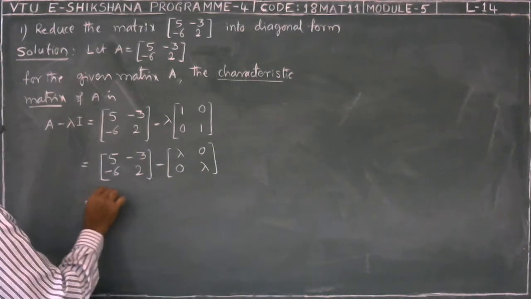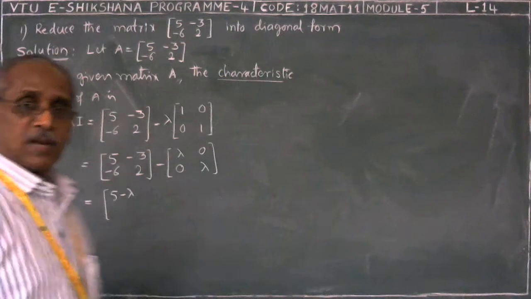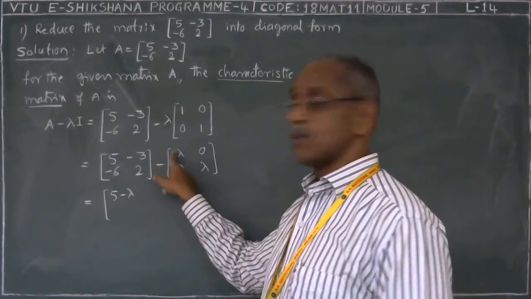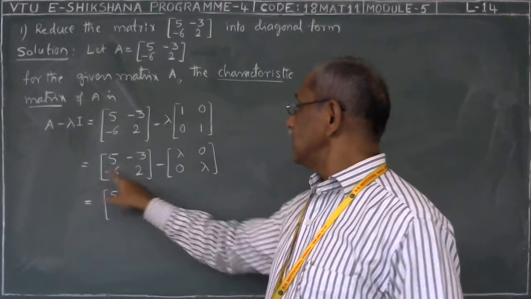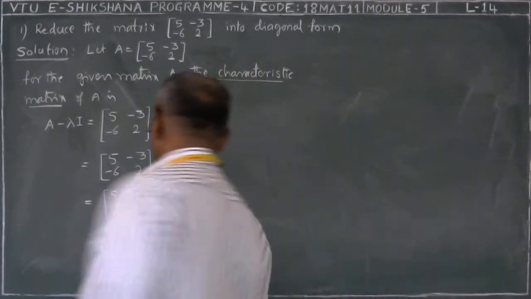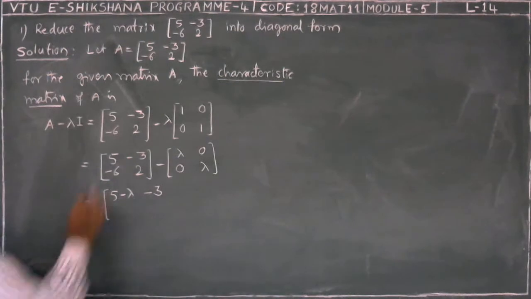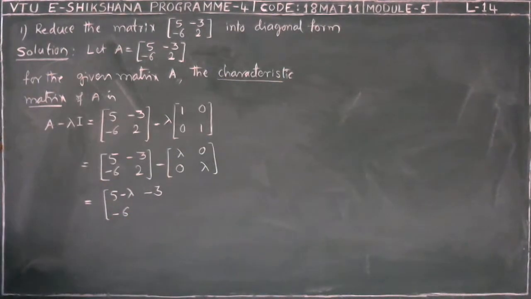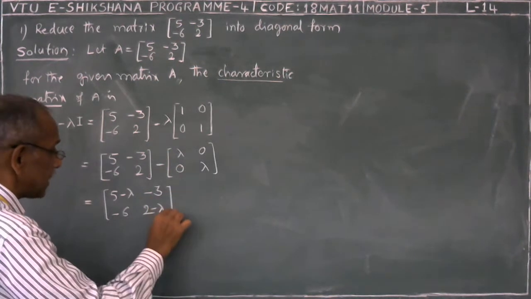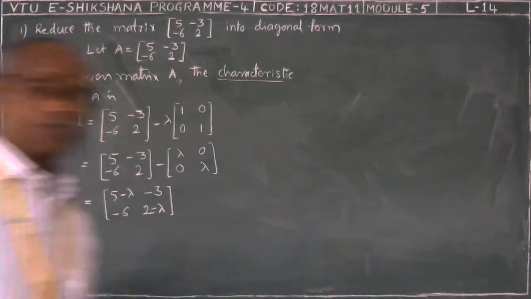So this is going to be 5 minus lambda. We subtract the corresponding elements: 5 should be subtracted with lambda only, minus 3 with 0, minus 6 with 0, and 2 with lambda. Corresponding elements should be subtracted. So we get 5 minus lambda, minus 3, minus 6, 2 minus lambda. Now this is the characteristic matrix of A.